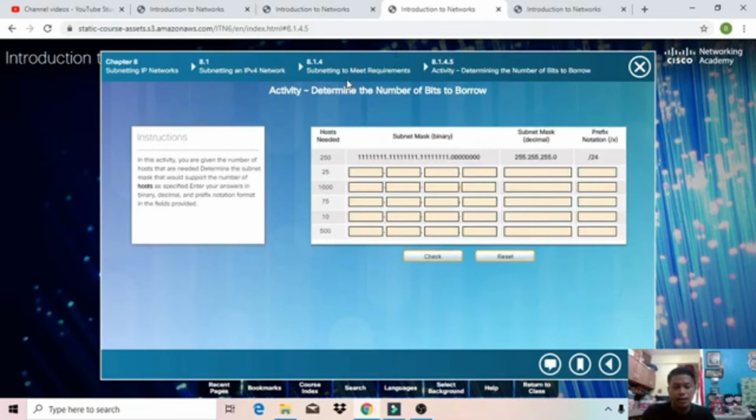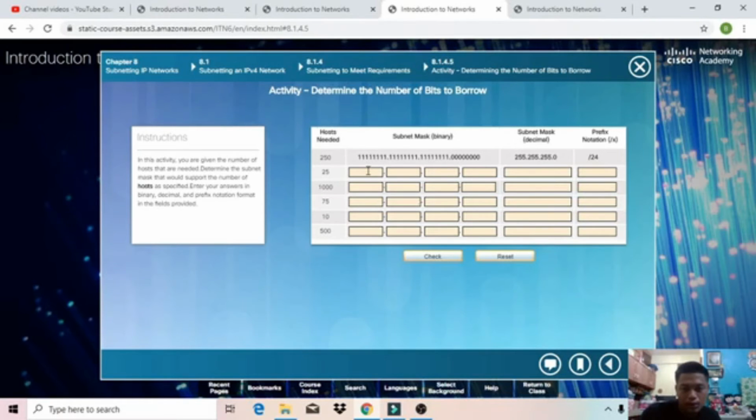This is the 8.1.4.5 activity, Determine the number of bits to borrow. This is VLSM. This is the instruction. In this activity, you are given the number of hosts that are needed. Determine the subnet mask that would support the number of hosts as specified. Enter your answer in binary, decimal, and prefix notation format in the field provided.